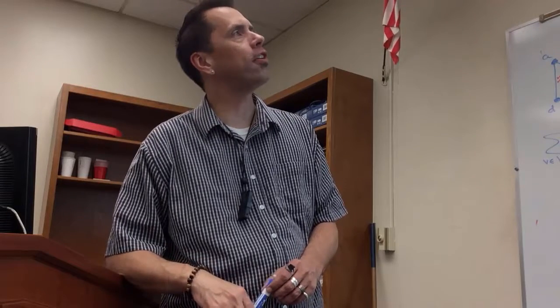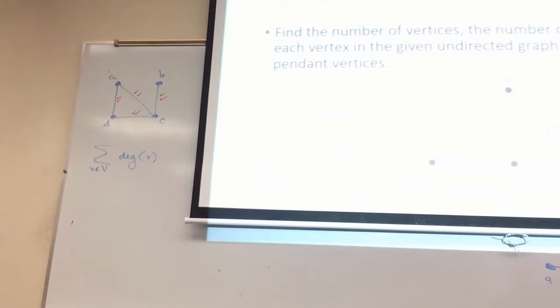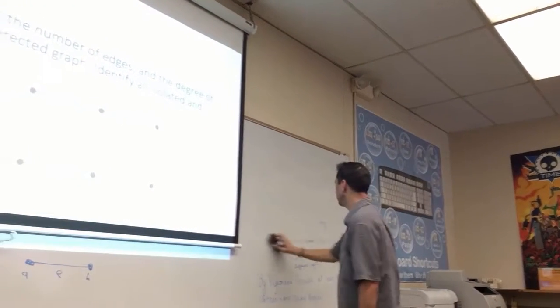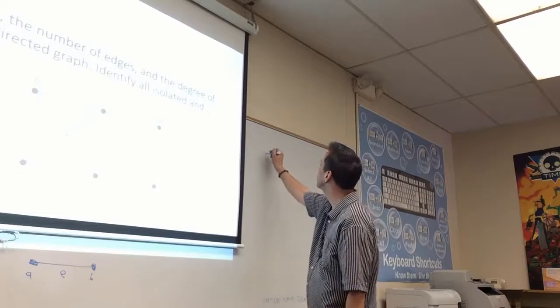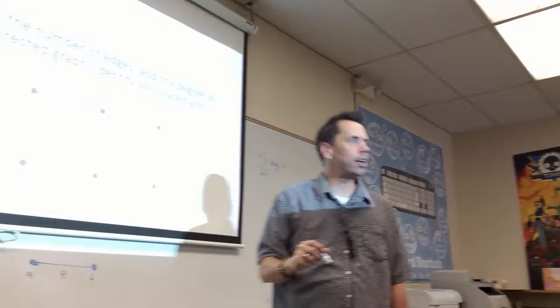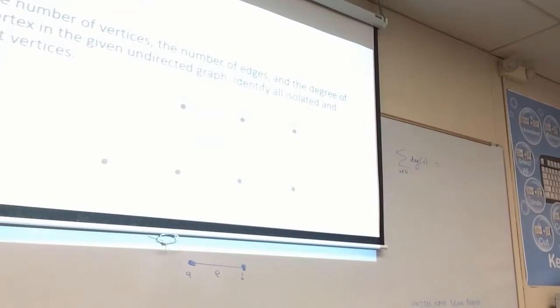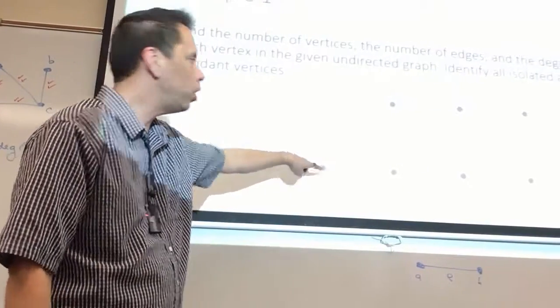Find the sum of the degrees of each of the vertices in example 1. Verify that it equals twice the number of edges. Where is example 1? All right, so I'm going to go in order from A through G, and I want you to tell me what is the degree of each vertex. All right, starting with A, the degree is 2.